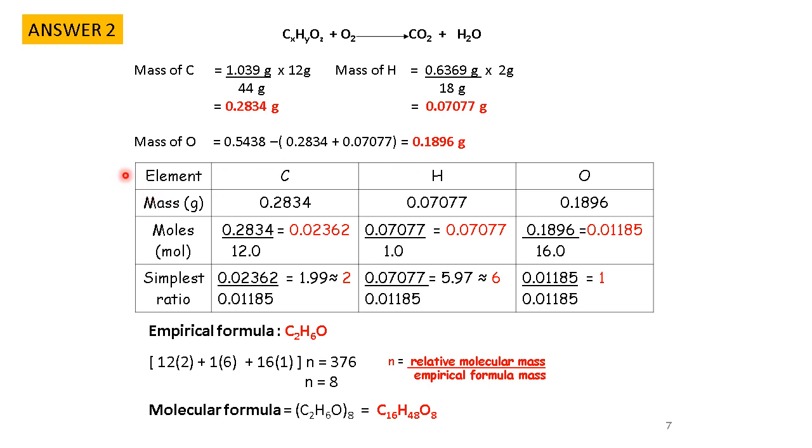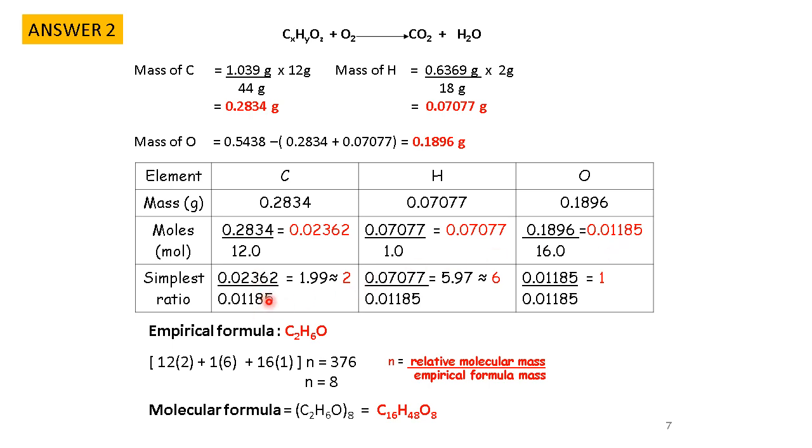Step 2, form the table. Again, start with element, carbon, hydrogen, oxygen, then the mass with unit gram. Okay, write down the mass of each element, then we find out the number of mole of each element. Now we check which one is the smallest number of mole. So the answer is 0.01185 mole. Mole of oxygen is the smallest, so we have to compare with this smallest number of mole.